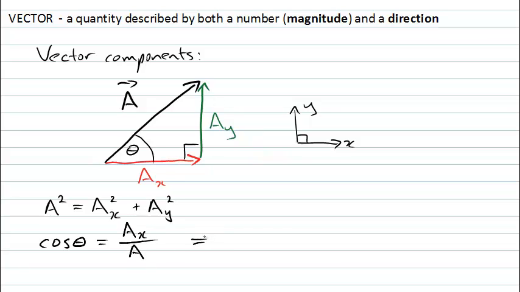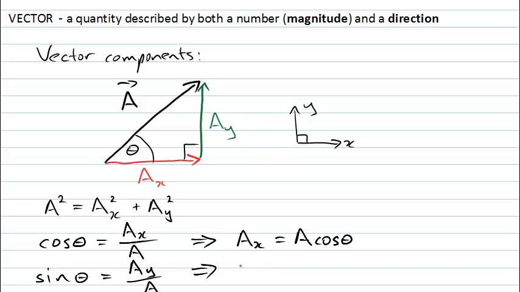And that tells me straight away that the x component in this case is simply a multiplied by cosine theta. And then very similarly, the sine of that angle, sine theta, will equal the opposite, which is ay, divided by the hypotenuse, which is a, and that tells me straight away that the y component is simply a times the sine of that angle.